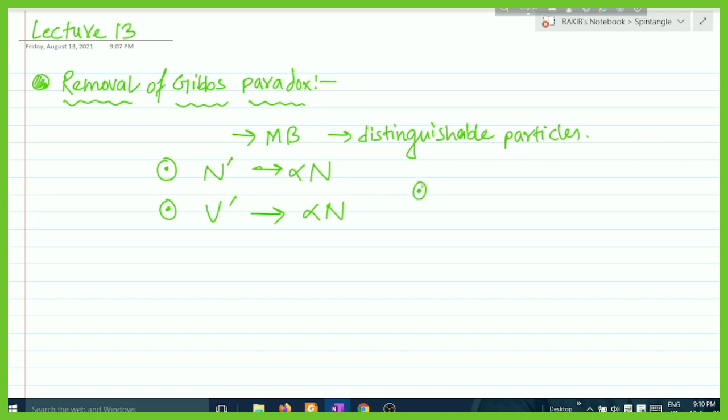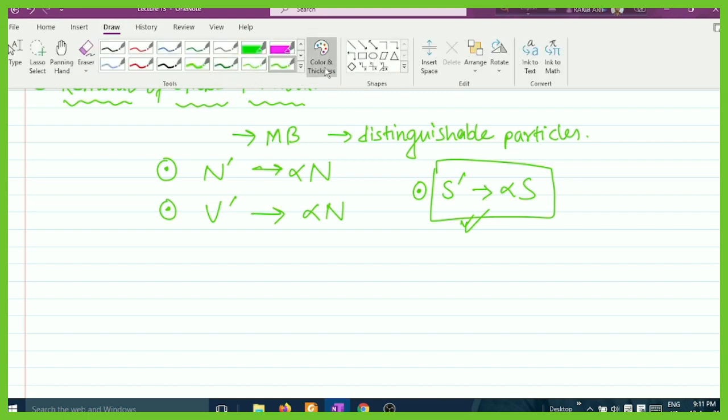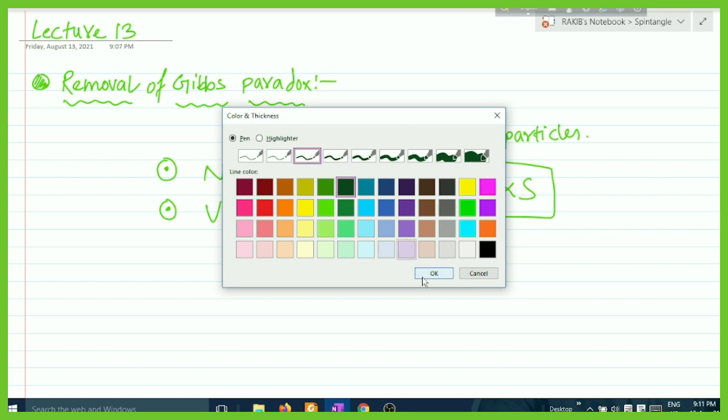Therefore, it was expected that the entropy should increase by a factor alpha, and we have seen that our conventional formula for entropy was irrelevant regarding this. Okay, there was a mismatch, and that has not matched anymore, as we have seen in the previous lecture. So let's see how it has been removed.